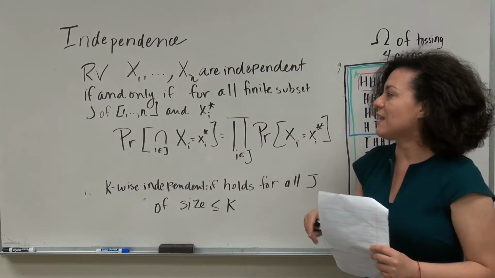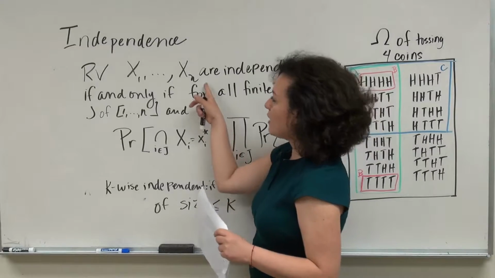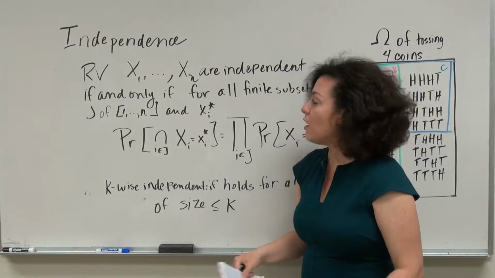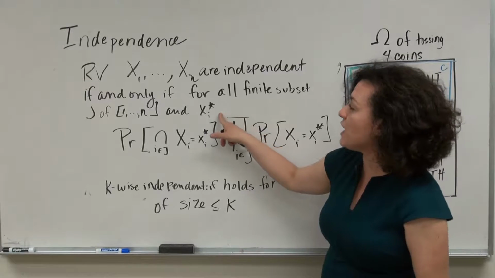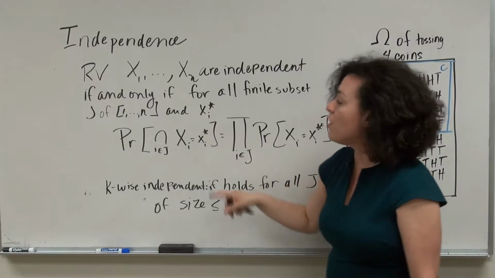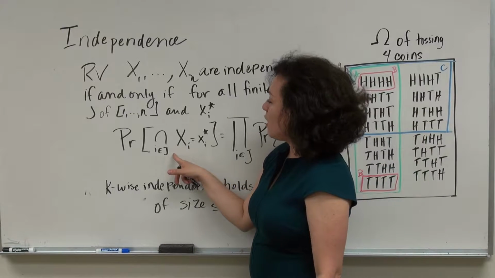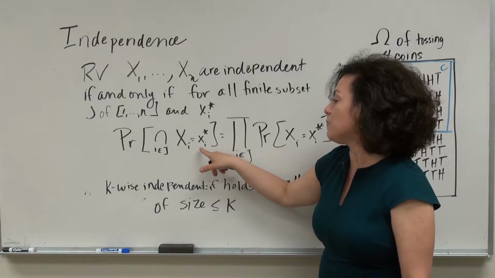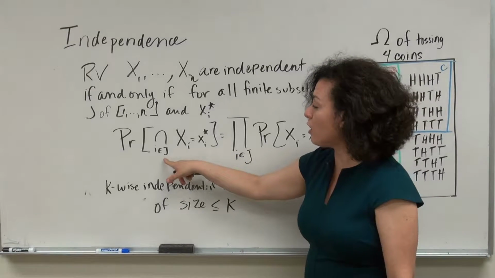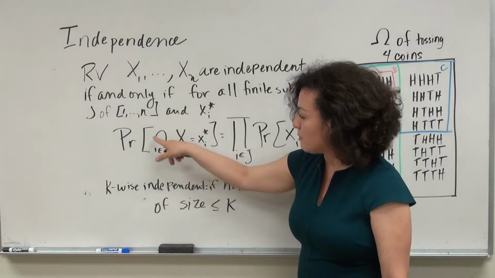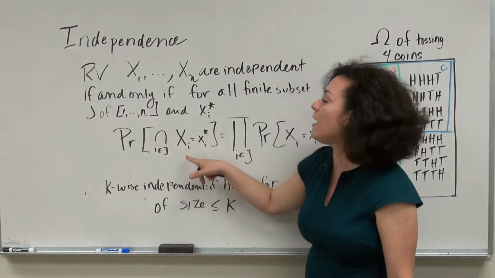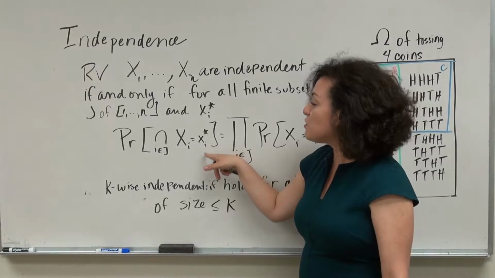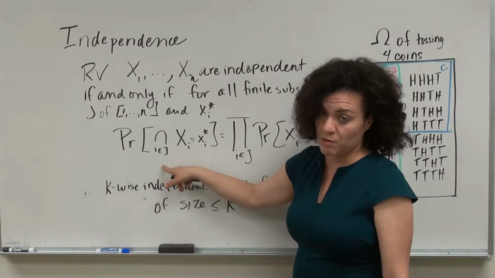So we say that a set of random variables, x1 through xn, are independent if and only if, for all finite subsets J of the random variables and values in the range of the random variables, little xi star, the probability of the intersection of the events that the random variable xi is equal to little xi star for all of the random variables in the subset, and this symbol means intersection, and by this we mean that x1 is equal to little x1 star and x2 is equal to little x2 star and so forth for all the random variables in the set J.